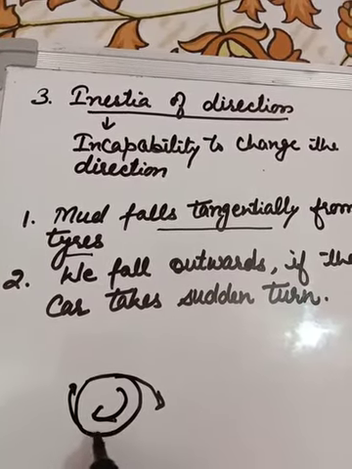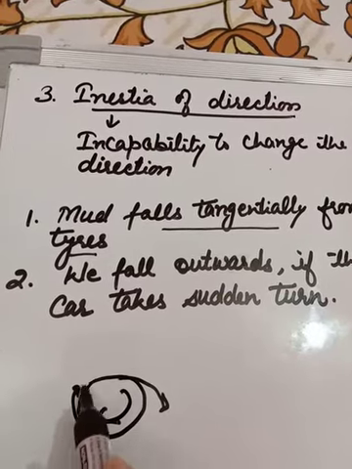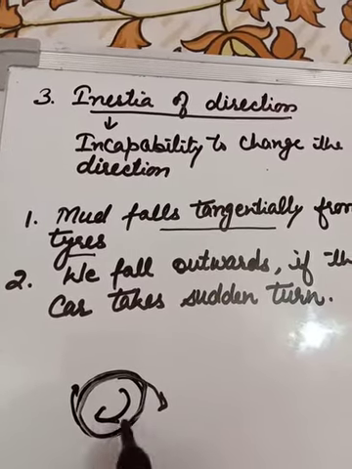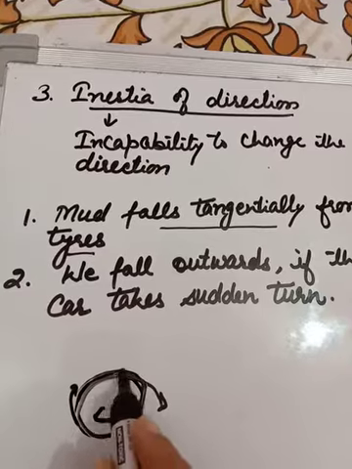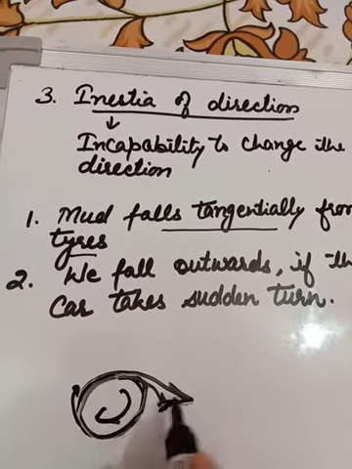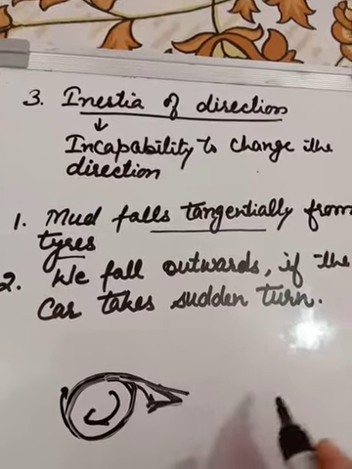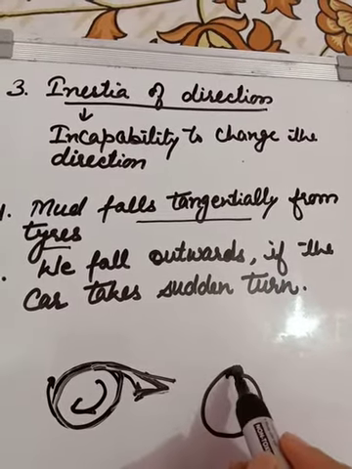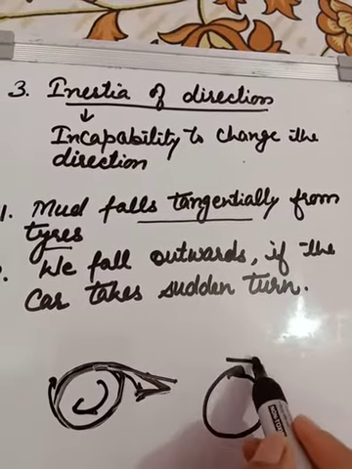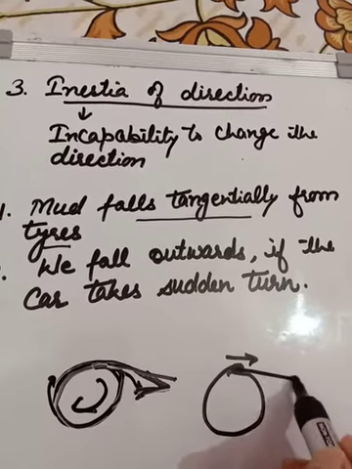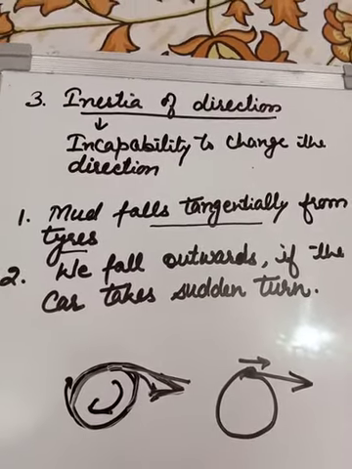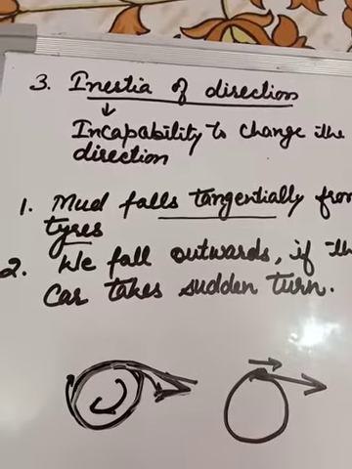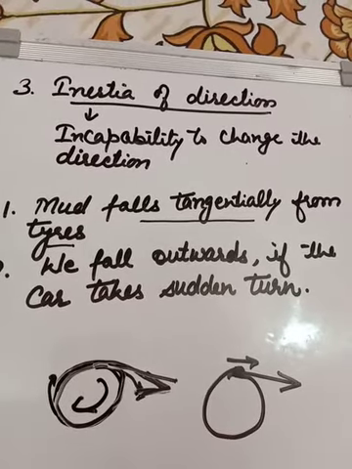It is not that the mud sticks to the tire and rolls down. The mud goes in a tangential direction. Why does it go tangentially? Because at the point where it detaches from the tire, the direction of motion was this, so it goes this way. This is an example where we can see inertia of direction.